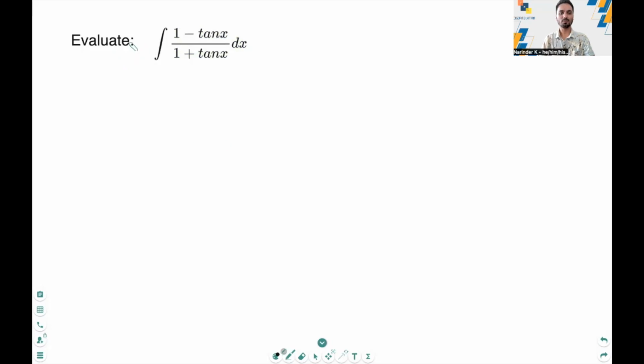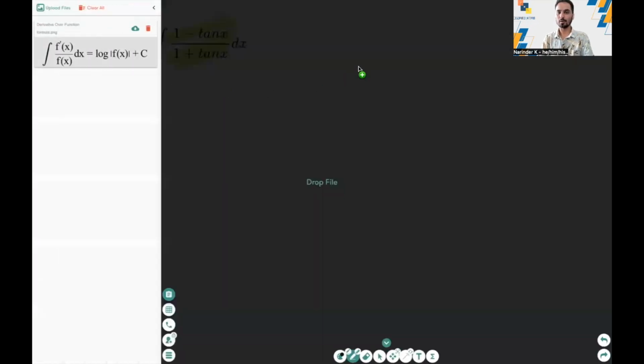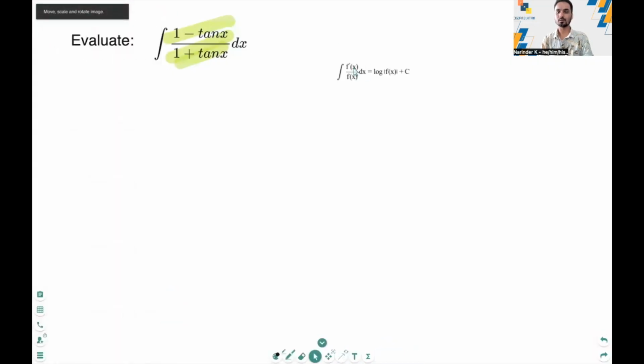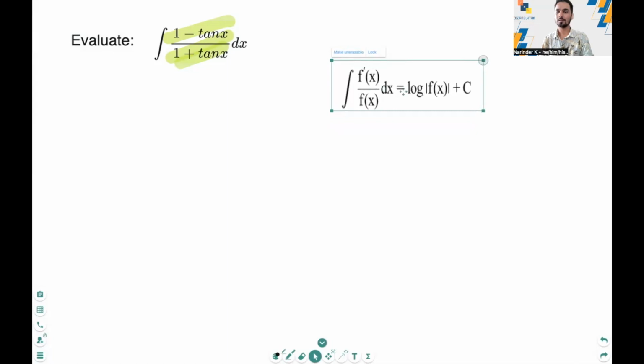Hello, in this video, we will evaluate the integral of (1 minus tan x) divided by (1 plus tan x) dx. We will approach this problem by simplifying tan x in terms of sin x and cos x. And then we will use the formula that the integral of a derivative divided by the function dx equals log base e modulus of the function plus c.